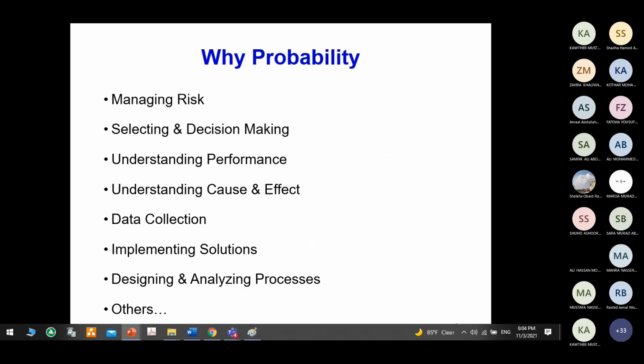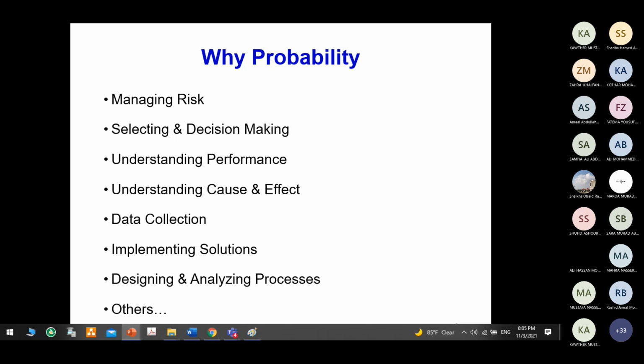We can use probability to manage risk, for selection and decision making, understanding performance, understanding cause and effect, data collection, implementing solutions, designing and analyzing a process, and many others. For each one of them, we have an infinite number of examples here. So it seems to be very useful.